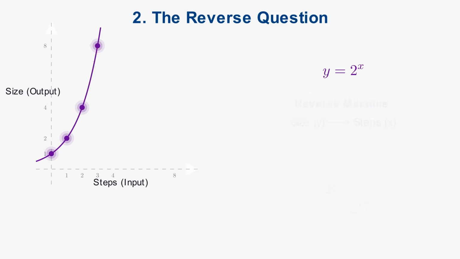That is the logarithm. The logarithm is not some mystical operation. It is literally just asking the reverse question. How many multiplicative steps does it take to reach this size? If 2 to the x equals y, then the number of steps x is log base 2 of y.